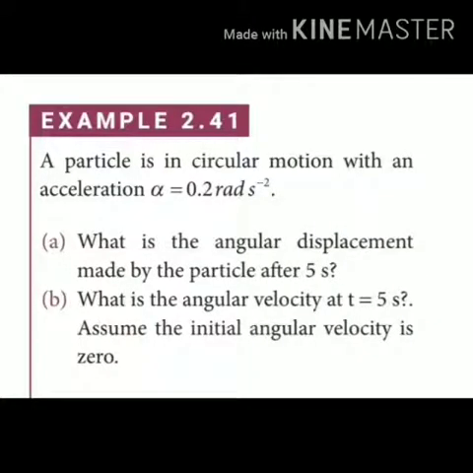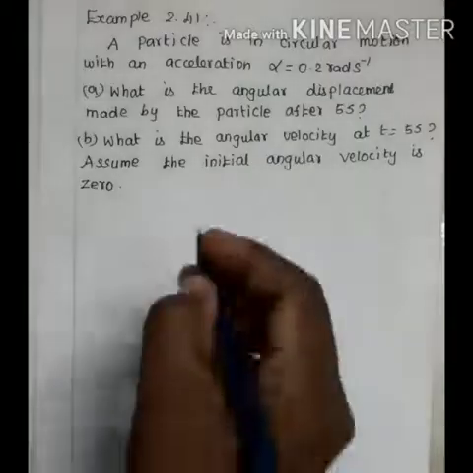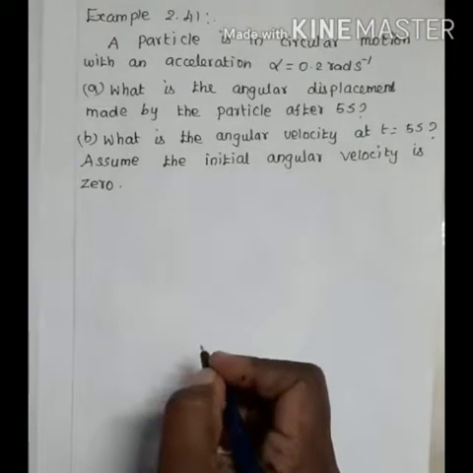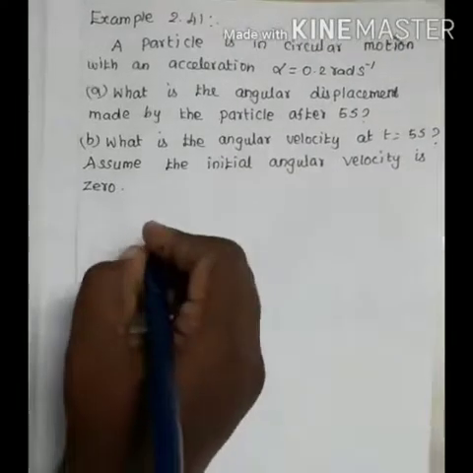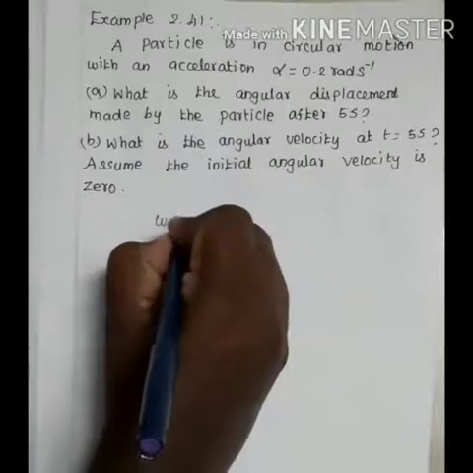A particle is in circular motion with an angular acceleration alpha is equal to 0.2 radian second minus 2. The first question, what is the angular displacement made by the particle after 5 seconds? The second question, what is the angular velocity at t is equal to 5 seconds? We assume that the initial angular velocity is 0. Alpha is equal to 0.2 radian second minus 2. Therefore, omega naught is equal to 0.